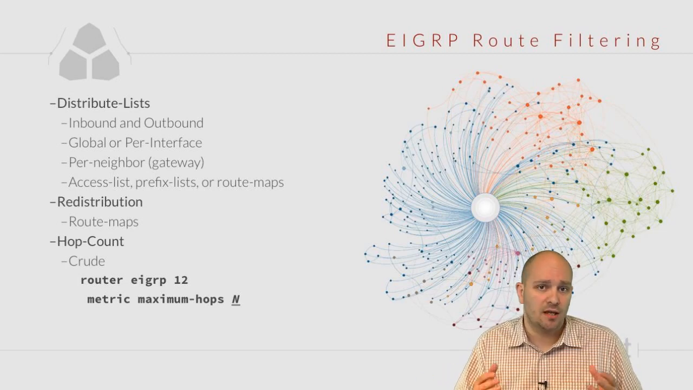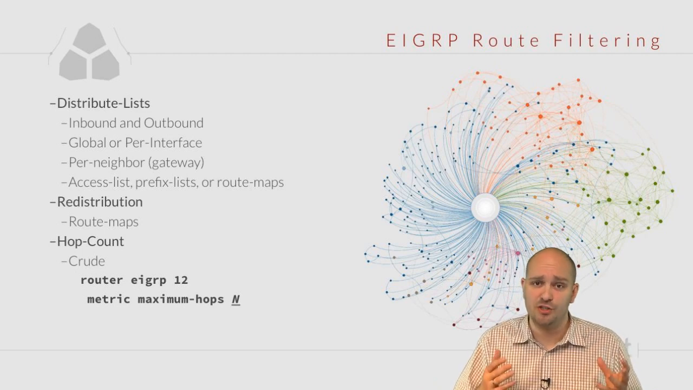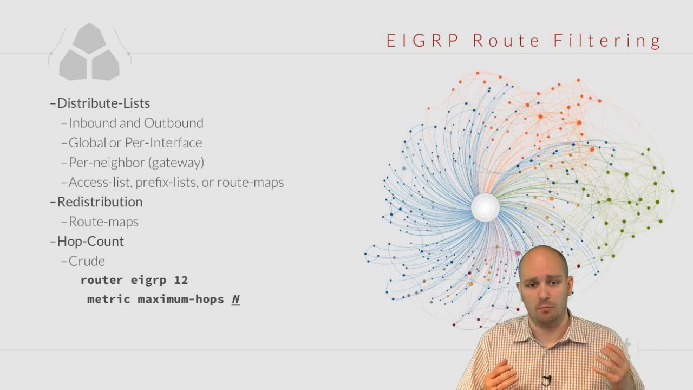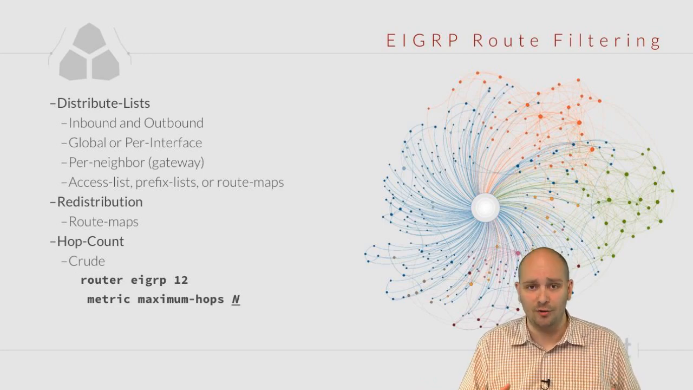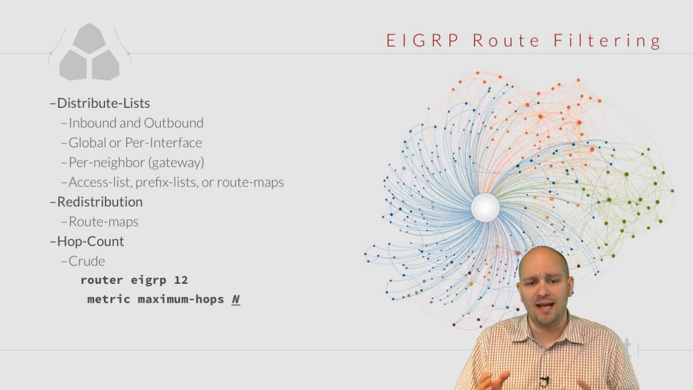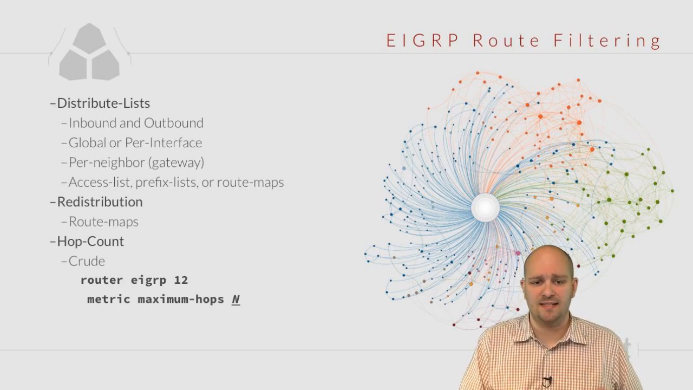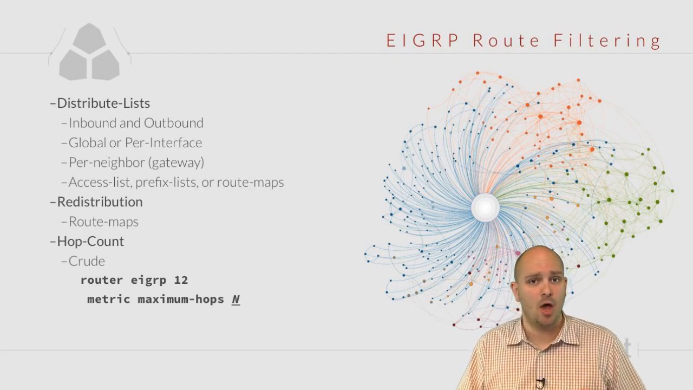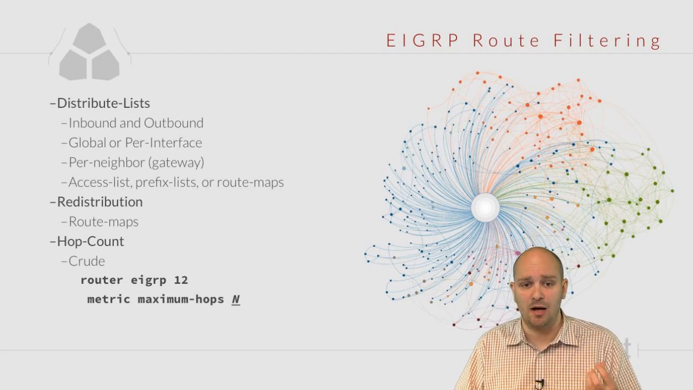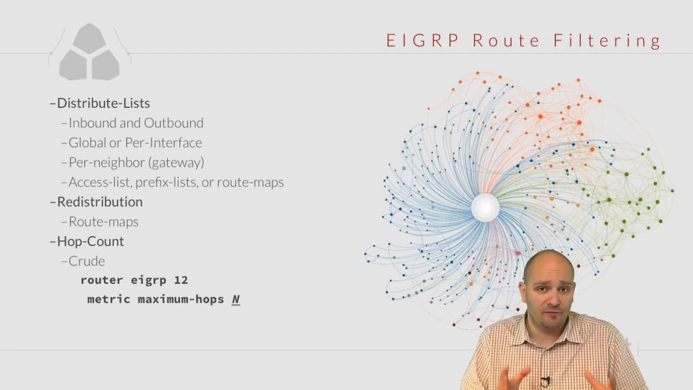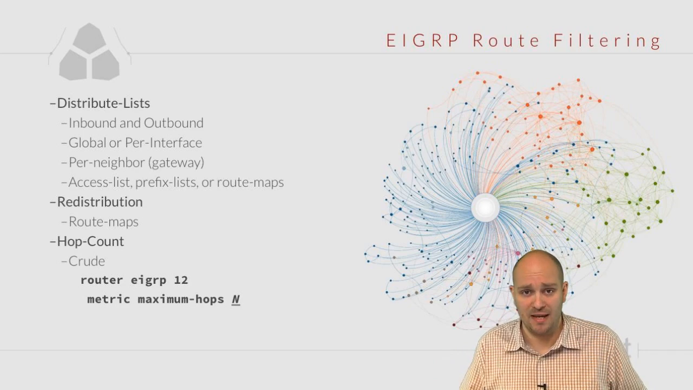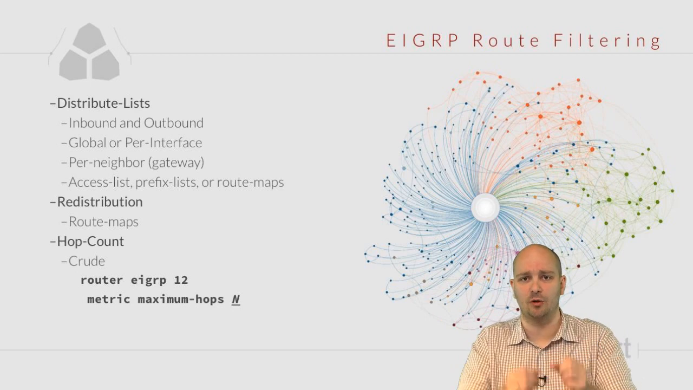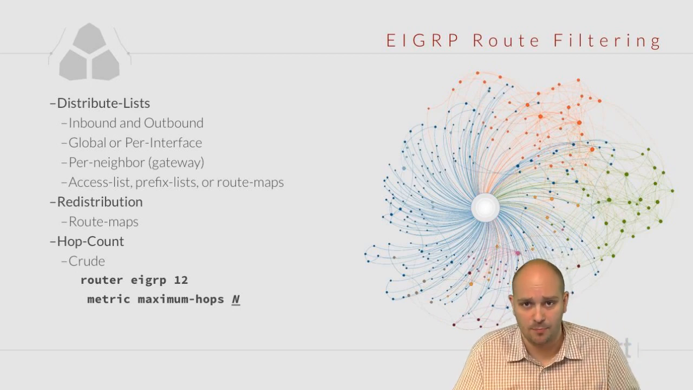One is to use infrastructure that is provided using the distribute list command. Distribute lists can in turn reference access lists or prefix lists or route maps, and we can specify these distribute lists either in the inbound or the outbound direction. We can specify them on a particular interface, and we can even filter routes on a per neighbor basis. Say that on one interface we have multiple neighbors, we can say I'm going to allow only these routes, but only if they are learned from that particular neighbor.